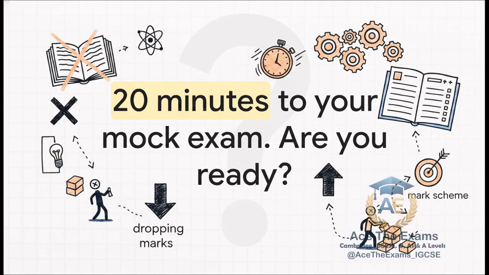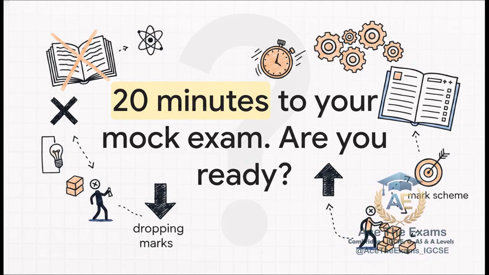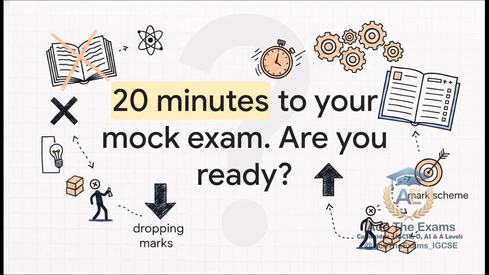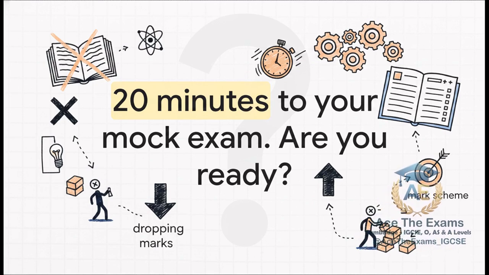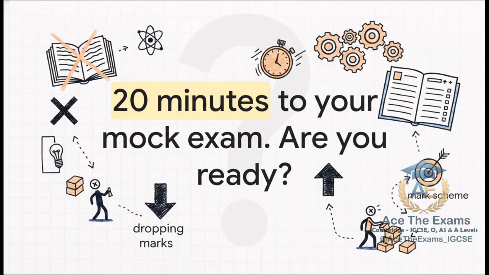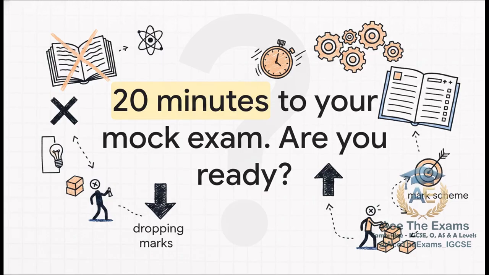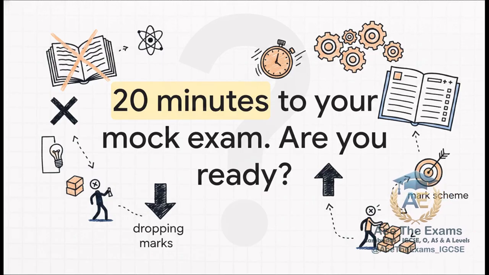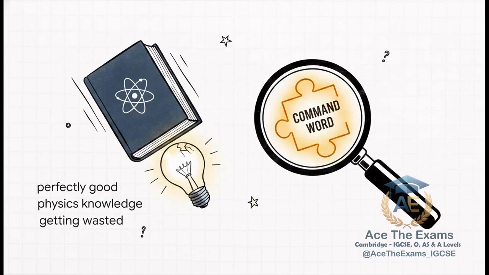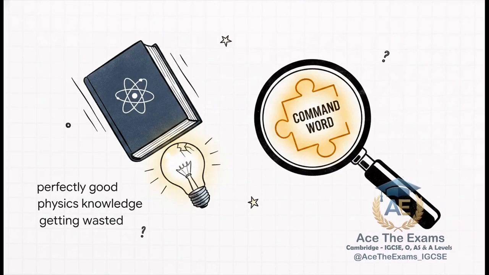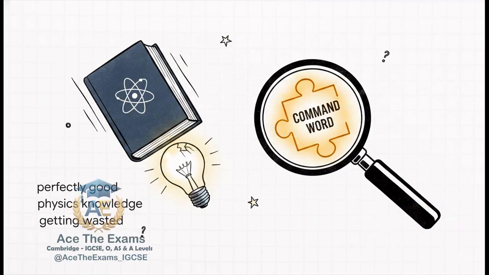Because when you're sitting there in that exam hall, knowing the physics, well, that's really only half the battle. The other half, the part that actually secures your grade, is knowing exactly how to translate those concepts onto the paper. If you just dump a bunch of memorized facts onto the page without structuring them the way the mark scheme demands, you are leaving incredibly easy marks on the table. So, how do we prevent perfectly good physics knowledge from just getting totally wasted?